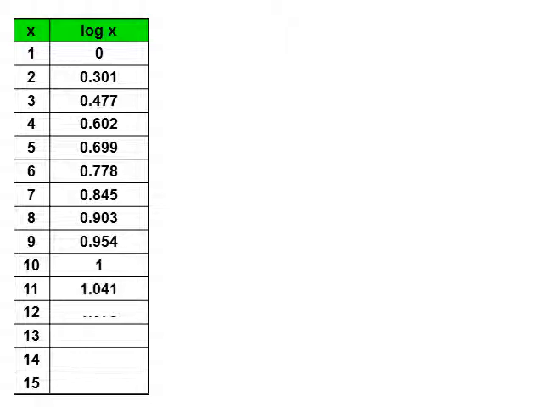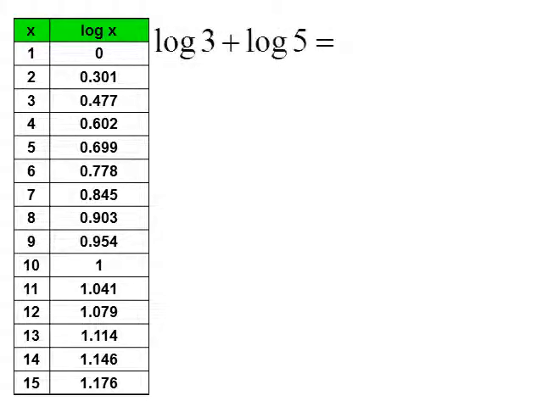Log 10 is 1. Log 11 is 1.0141. Log 12 is 1.079. Log 13 is 1.114. Log 14 is 1.146. And log 15 is 1.176. Again, all of those just came from a calculator. I just plugged them in for log base 10. That's why I use log base 10, so that these values will be really easy to find.